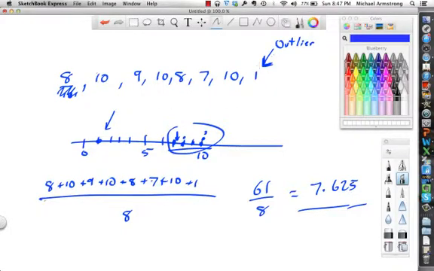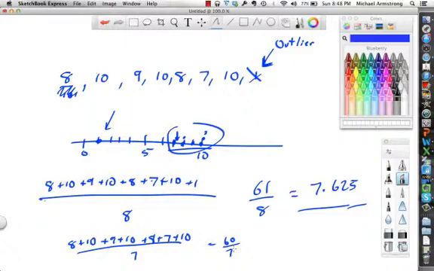Now, if I were to go ahead and cancel this out and try it again without the outlier, then that's 8 plus 10 plus 9 plus 10 plus 8 plus 7 plus 10. And I don't add that 1, and that means I'm going to divide by 7, because there's only 7 numbers here. Now it's 60 divided by 7.